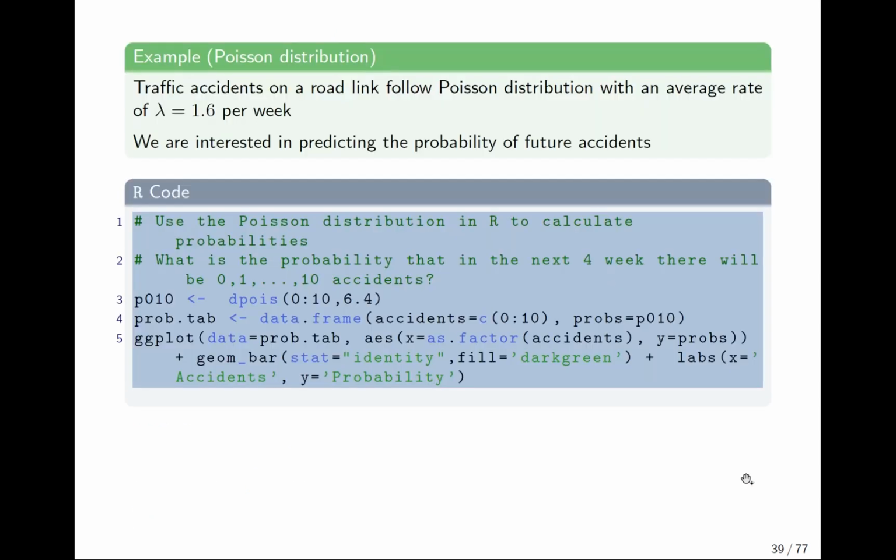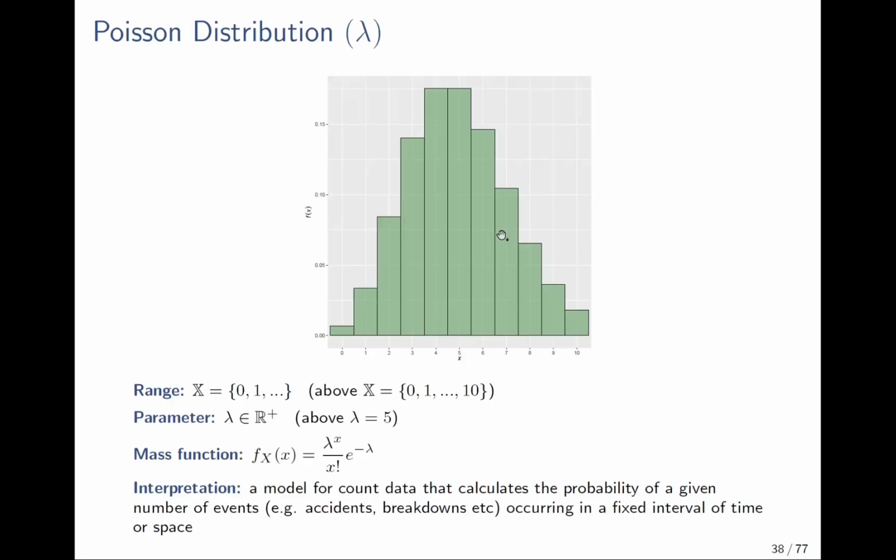So, traffic accidents on a road link, let's say we know that they follow a Poisson distribution with an average rate of lambda equals 1.6 per week. Then we can predict the probability of future accidents. And I've put some R code here which allows you to say, okay, what's the probability that in the next 4 weeks there will be 0, 1, up to 10 accidents? It allows you to calculate those probabilities from this distribution, the Poisson.